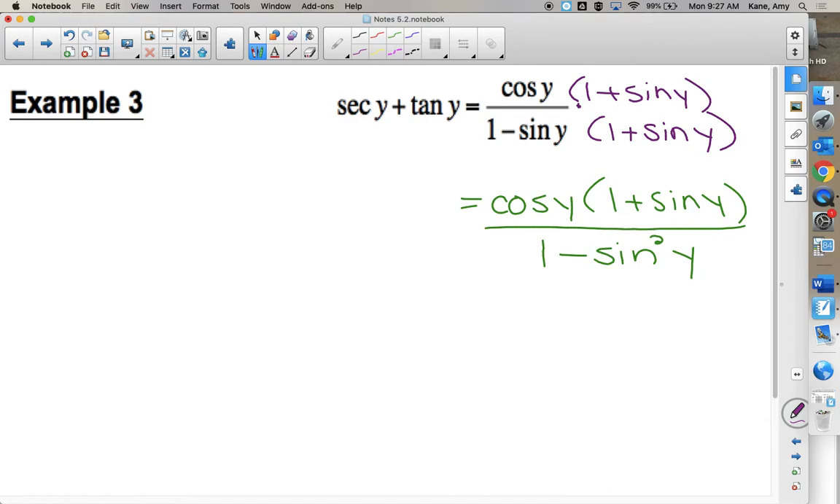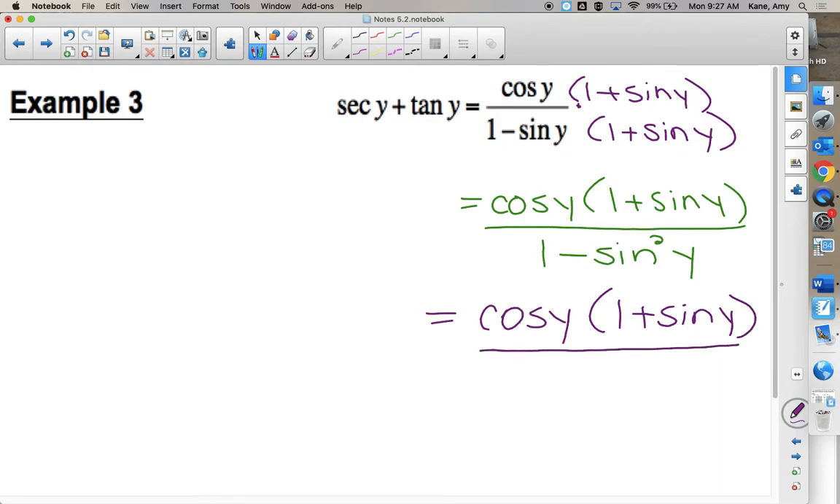Okay, so we multiplied by the conjugate. We now have cosine times 1 plus sine. And then on the bottom, when you FOIL, you get 1 minus sine squared. Lauren, what is 1 minus sine squared? Cosine squared. Yeah, so we have a cosine times 1 plus sine. And then on the bottom, this is the Pythagorean identity, sine squared plus cosine squared equals 1, so that becomes cosine squared. Lauren, what happens then?